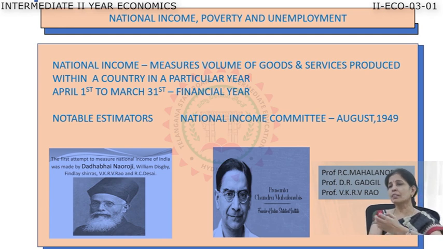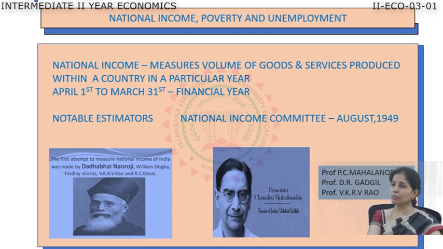But before that, we need to understand what exactly is the national income. We say it measures the volume of goods and services produced within a country in a particular year. So when we are calculating the national income, we always consider the final volume of goods and services that are produced in that particular year in a country. The financial year always is considered as 1st of April and ends on 31st of March.